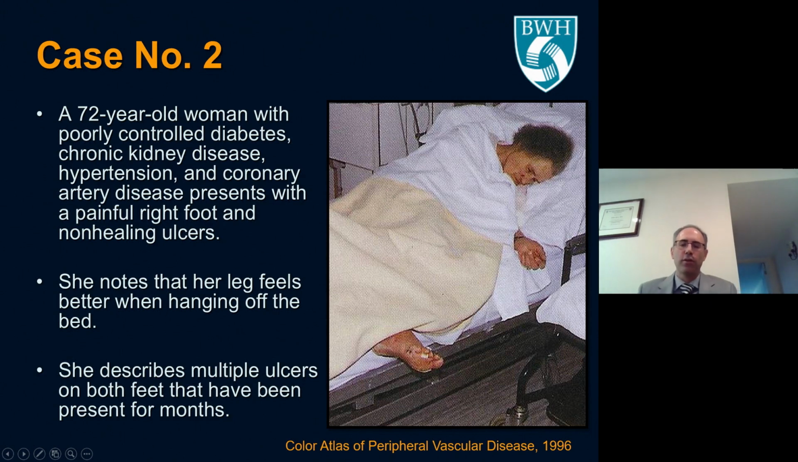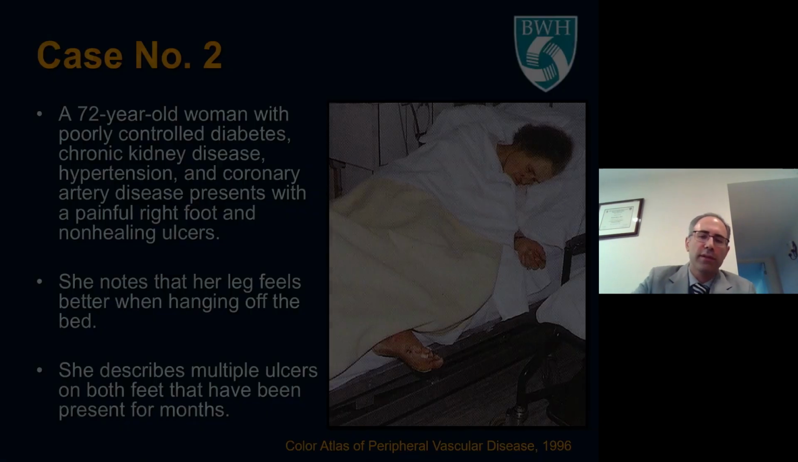All right, case 2. We've got to hustle on this case, but luckily this one's even a bit more straightforward. 72-year-old woman, poorly controlled diabetes, chronic kidney disease, hypertension, and coronary artery disease, coming in with painful right foot and non-healing ulcers. Her leg feels better when it's dangling off the bed, and she describes multiple ulcers on both feet. They've been there for months.